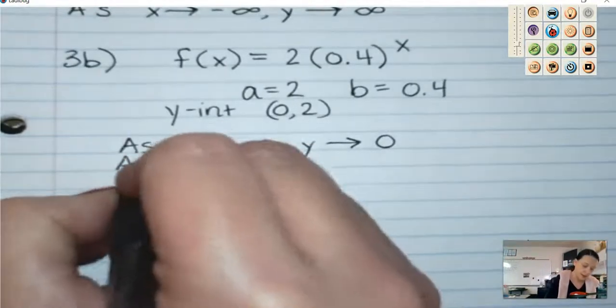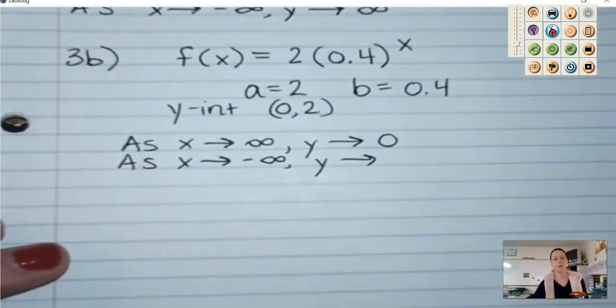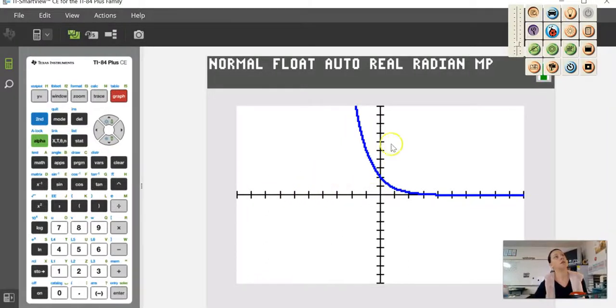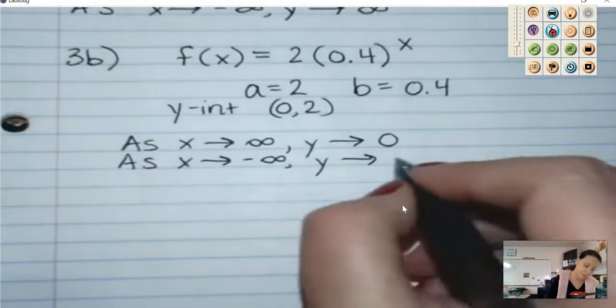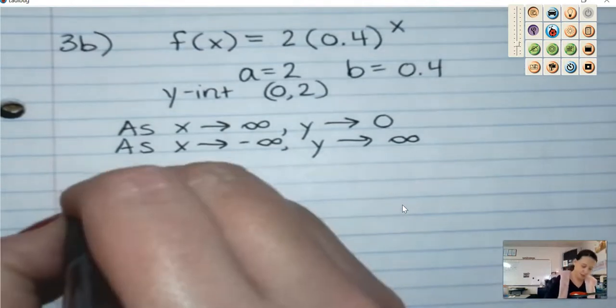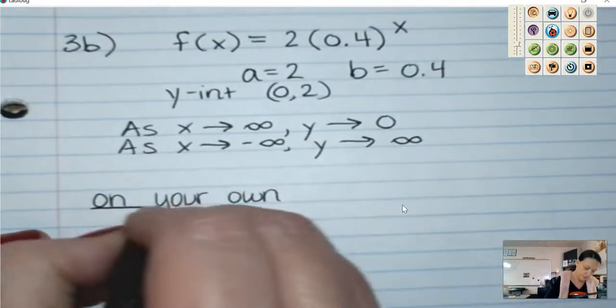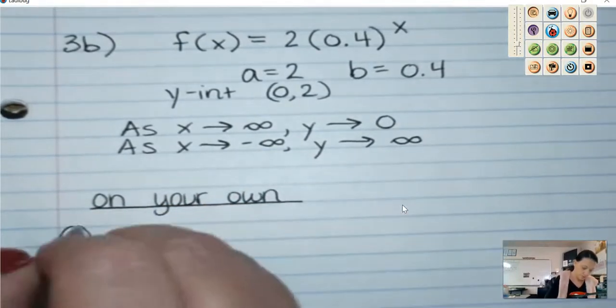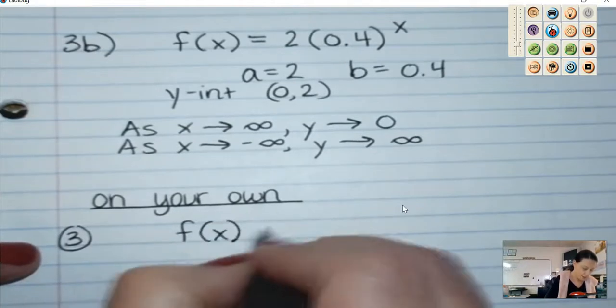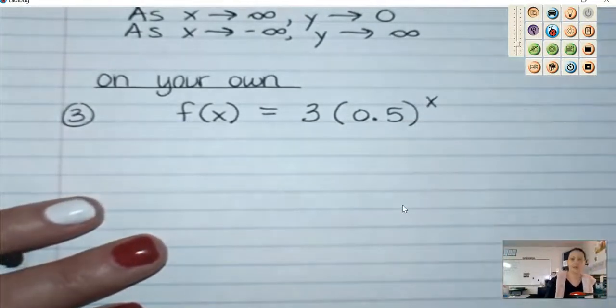And then as x approaches negative infinity, so as x gets smaller, the y values are going up. And it goes up forever, so it's going to positive infinity. Okay, last one we're doing today. This one's on your own or with people sitting around you. F of x equals 3 parenthesis 0.5 to the x power.